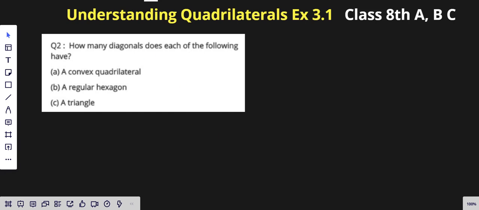Good morning, students. Today we are going to start exercise 3.1 of your chapter Understanding Quadrilaterals. Basic concepts I have explained to you in the last lecture. The terminology like simple curve, simple closed curve, polygons, convex polygon, concave polygons. These all terms I have already explained in the last lecture.